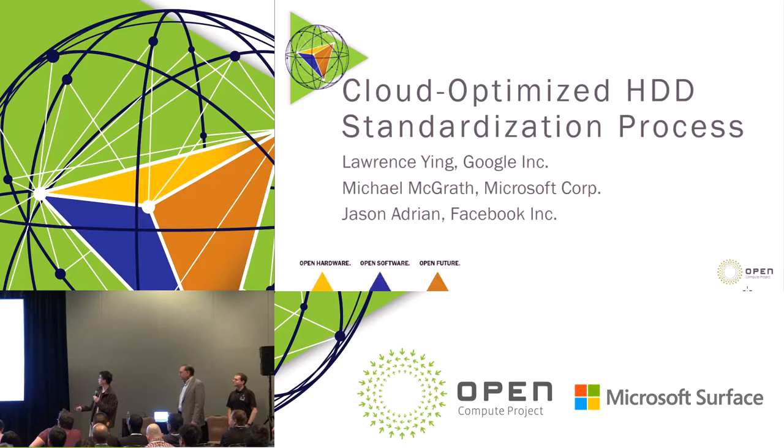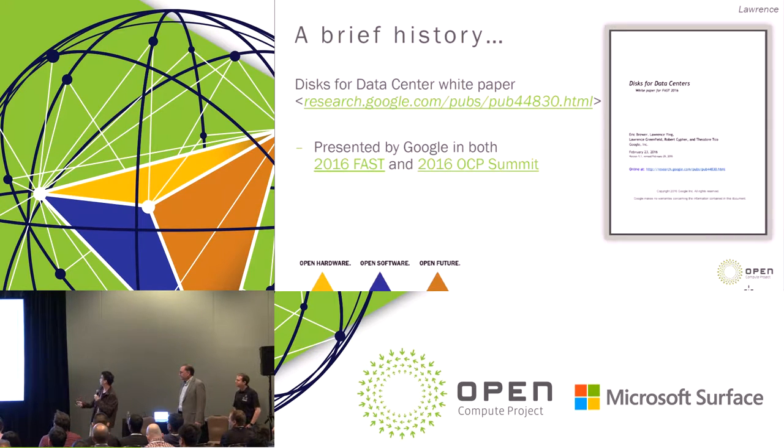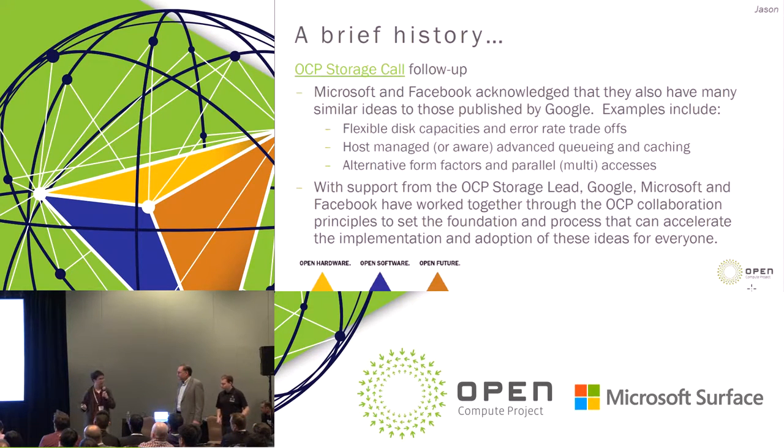So first, I'm going to talk a little bit about the history. Google presented the Disk for Data Center white paper last year. This paper is publicly available online. You can search for it. It was presented by Google at both the FAST conference and the OCP Summit last year. It has a lot of meat in it, in that we talked about many interesting ideas of things that we can potentially do. And Jason will talk about what has happened since then.